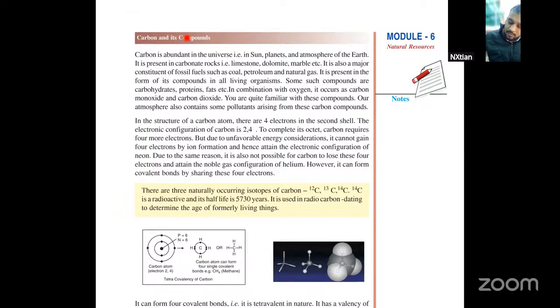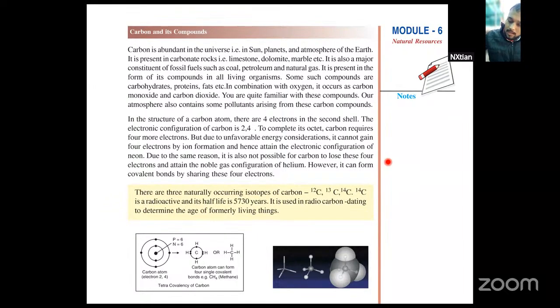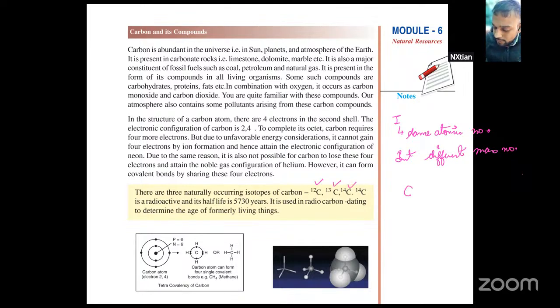Okay. So now, isotopes. Isotopes means same atomic number but different mass number. For example, carbon: you can see C12, C13, C14. They have the same atomic number, 6, but different mass numbers. Like in this one, C12.